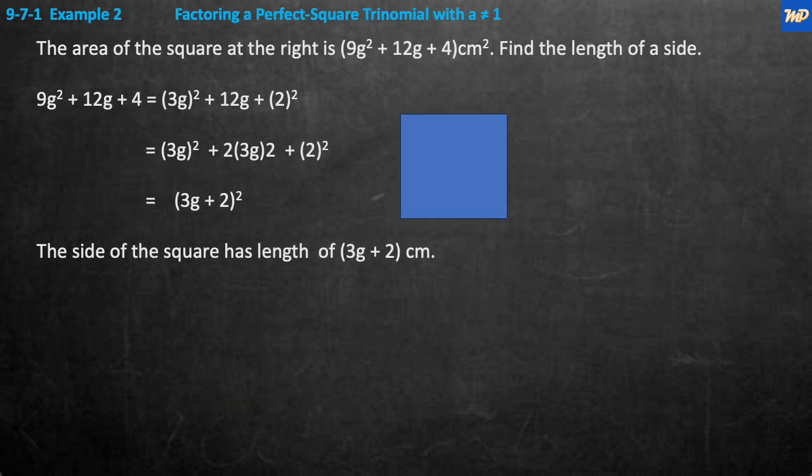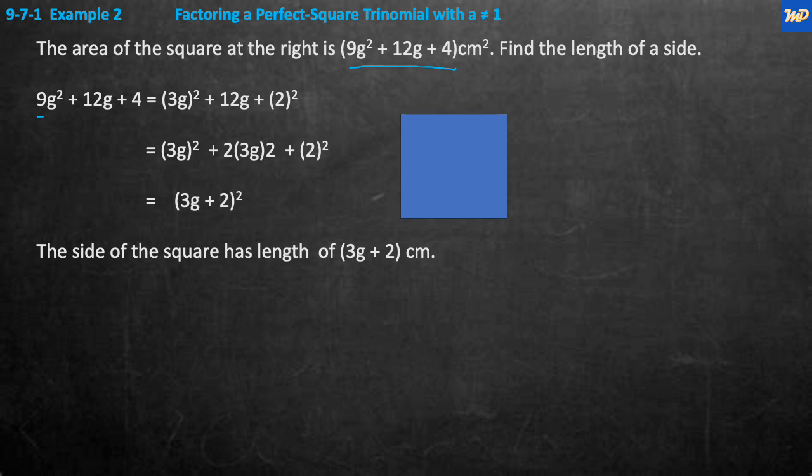Okay, example 2, factoring a perfect square trinomial with a not equal to 1. The first thing I'll point out is that the a term, not equal to 1, is right here. It's the 9. It's not a 1. In the previous example, the a term was a 1. It was just plain x squared. So now we're going to look at this. The area of the square at the right is 9g squared plus 12g plus 4 centimeters squared. Find the length of a side.